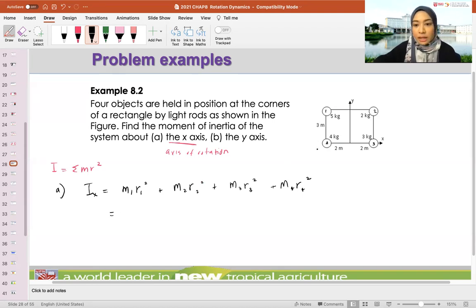Okay, so what is my M1? It is 5 kilogram. What is my radius for M1? 2. How much? 2.